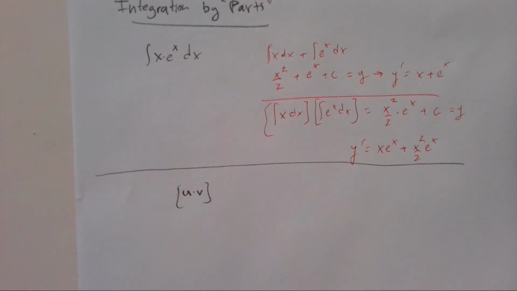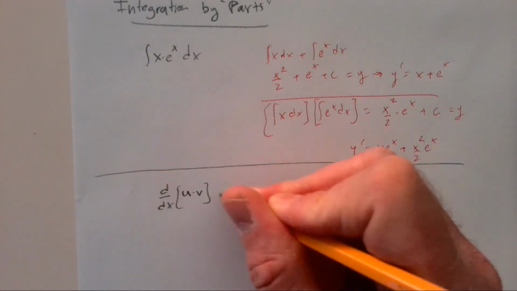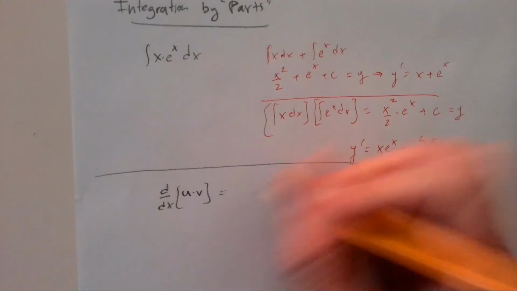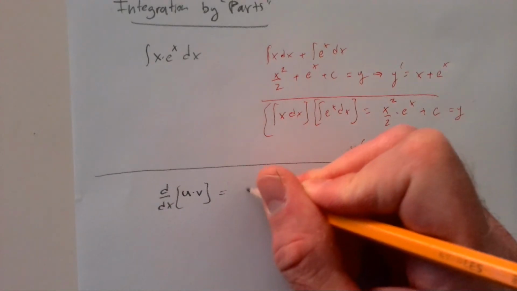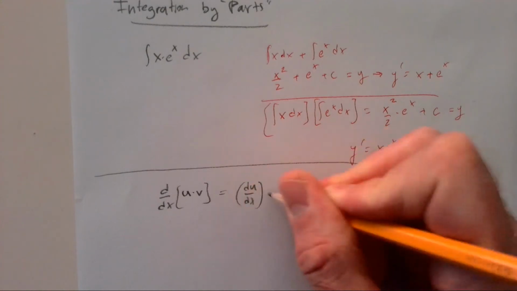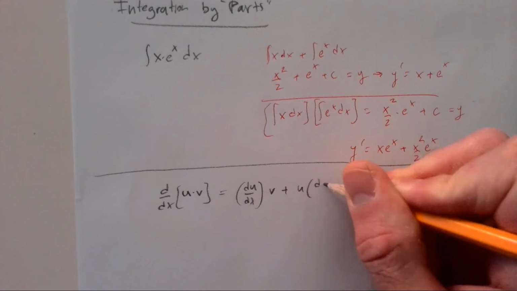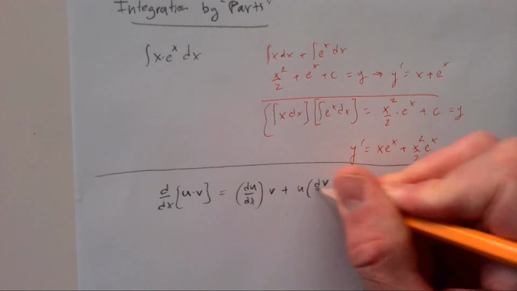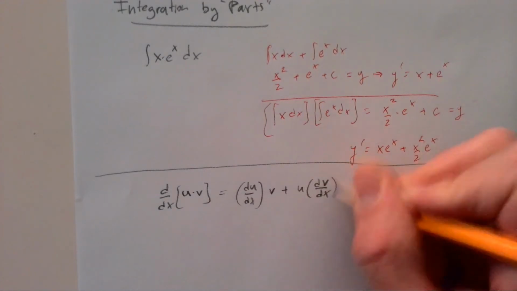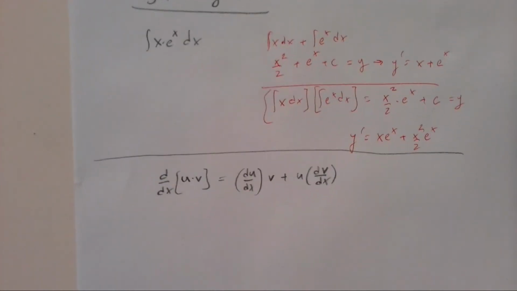Now, if we were to rewind months ago, back when we were first learning all of those rules for derivatives, if we were to apply the derivative to this, we know that that's going to be, what was that, du dx, so derivative of first times second plus first times derivative of second, so dv dx. Okay, now that was using our product rule.